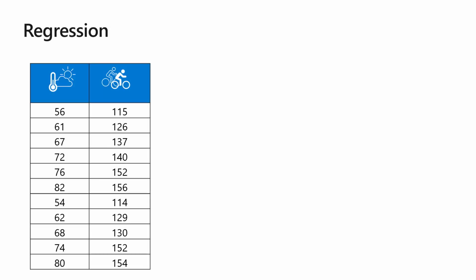So we'll start with some historical data about cycle rentals. And in a simple example, we'll restrict this to just the temperature and the number of rentals per day. In reality, there would be more factors to consider. Now, the number of rentals is the label that we're going to try to predict, and we're going to try and use the daily temperature to predict that.